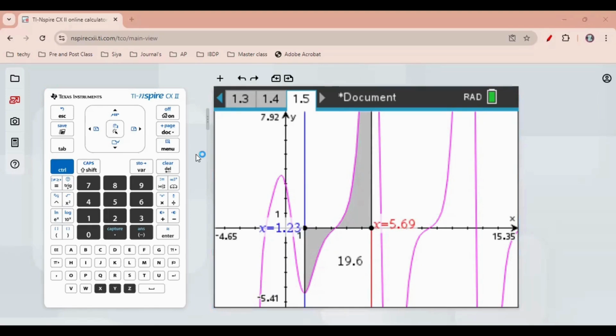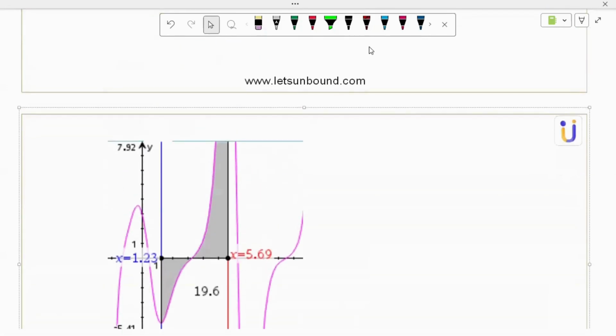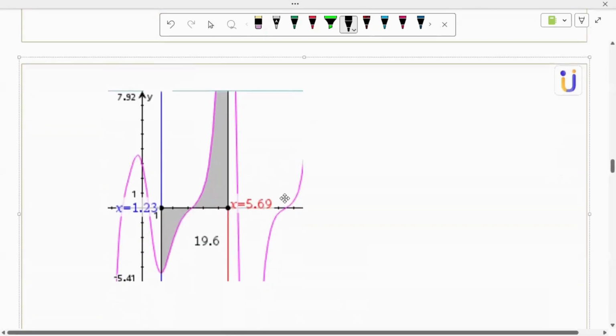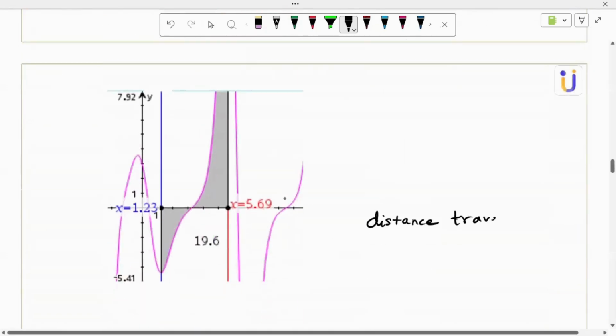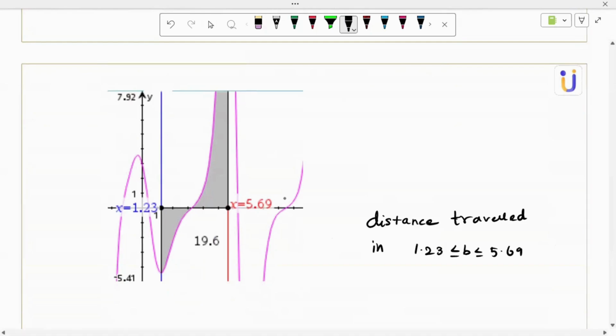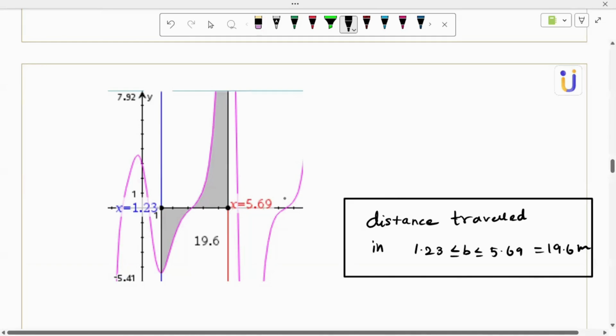So let's switch to the solution part. The distance covered in this particular interval, for 1.23 less than or equal to t less than or equal to 5.69, equals 19.6 meters. This completes the solution of the problem.